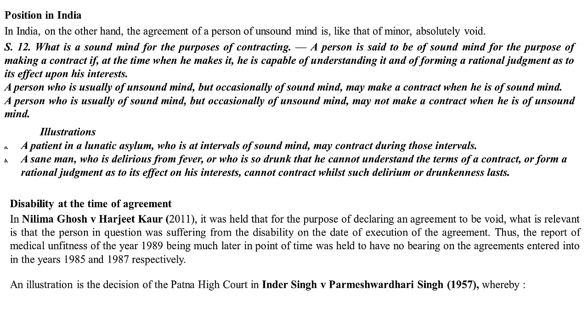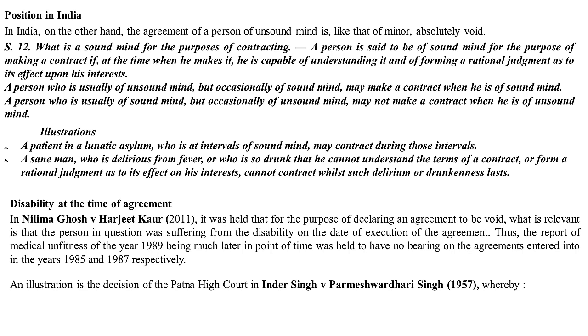Number B, a sane man who is delirious from fever or who is so drunk that he cannot understand the terms of a contract or form a rational judgment as to its effect on his interests cannot contract whilst such delirium or drunkenness lasts. So, lastly, we are going to talk about disability at the time of agreement. We notice that in Nilima Ghosh versus Harjeet Kaur, it was held that for the purpose of declaring an agreement to be void, what is relevant is that the person in question was suffering from a disability on the date of execution of the agreement.